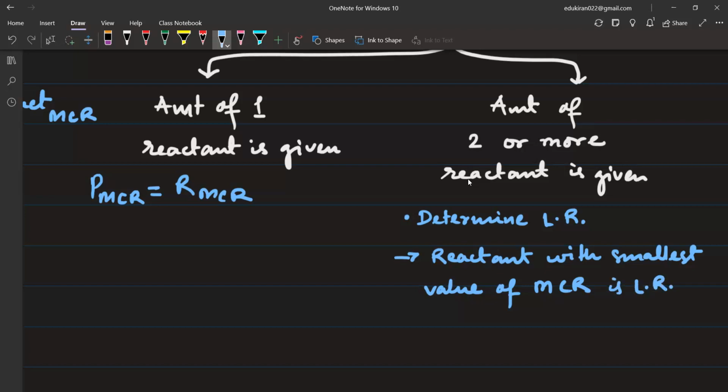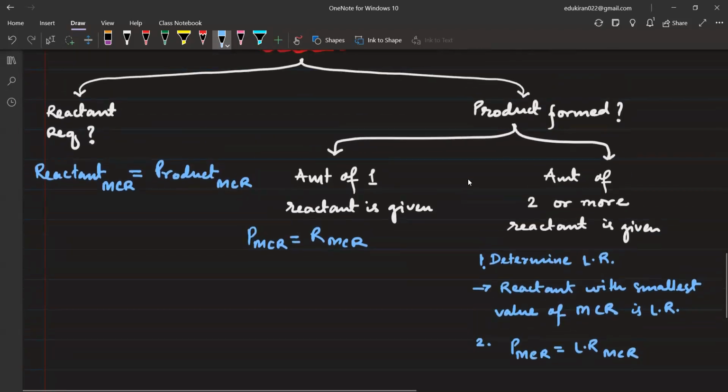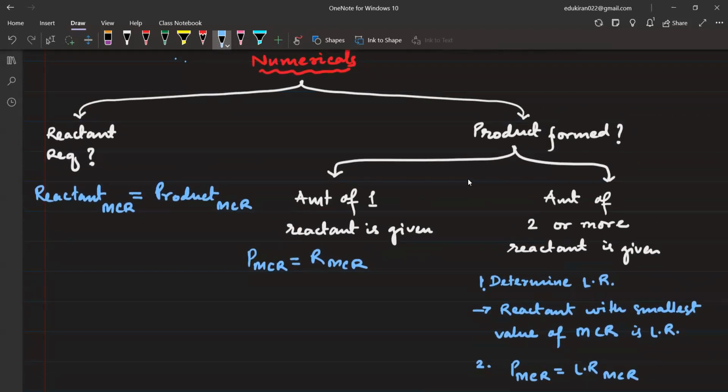So once you have identified the limiting reagent, this is your first step. And second step will be the amount of product, yani product MCR. You will equate this to the limiting reagent's MCR. And you will not get any other question. Only two types of question: reactant is required or the product form is required. And if the reactant is required, they will give you the amount of product. So you can write reactant MCR is equal to product MCR. If the amount of one reactant is given, product MCR is equal to reactant MCR.